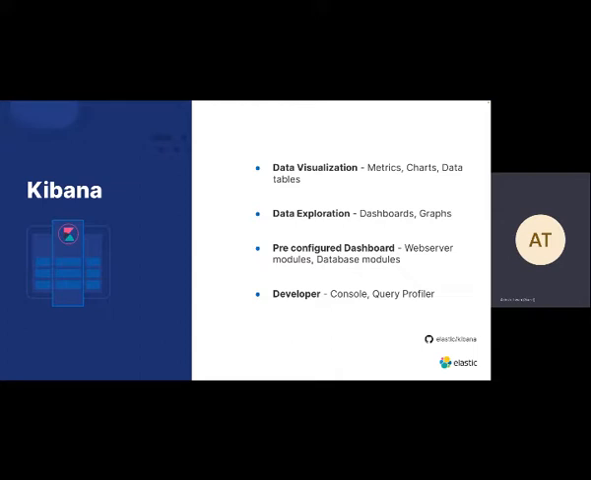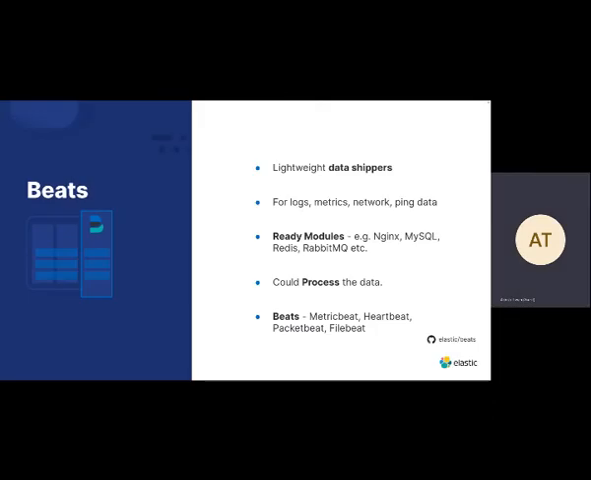Beats is a lightweight data shipper, like an agent. For example, in Elastic APM, I think Vivek will explain, if you want to monitor something, you have to download the Beats. We have lots of Beats: Filebeat, MySQL Beat, and Packetbeat. Packetbeat monitors the networking, in and out calls. We also have System Beats, which keep monitoring the system, like kernels and system logs.